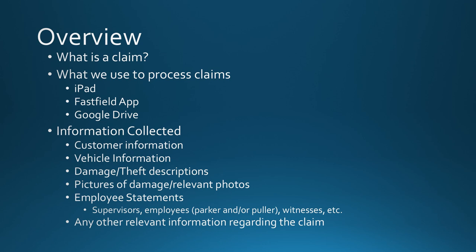Everyone that was involved in the incident needs to give a statement. They need to tell a very detailed description as to what happened. It not only helps get a bigger picture as to the claim itself, but it also reduces any liability for the employee or the company if they are able to state what exactly happened within that time frame. And then we're going to talk about any other relevant information that a claim might need in order to process it properly.